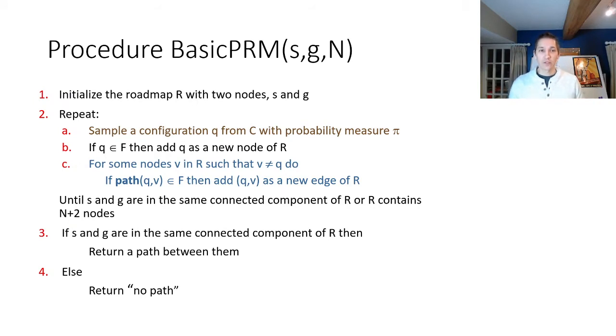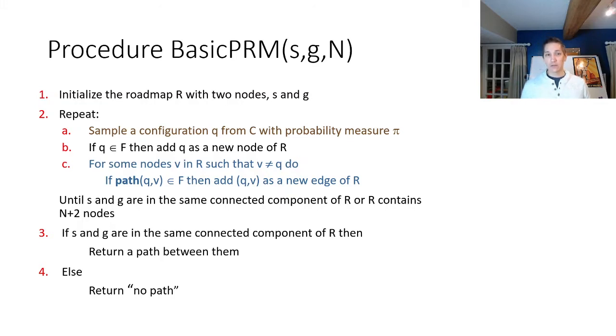So the algorithm looks something like this. We initialize the roadmap with the start and goal nodes. We then repeatedly sample configurations from the C-space with some probability distribution. We then check to see whether it is in collision. If that configuration is not in collision, then we add it as a new node. And then for some of its neighbors, we try to connect that node to the rest of the roadmap.